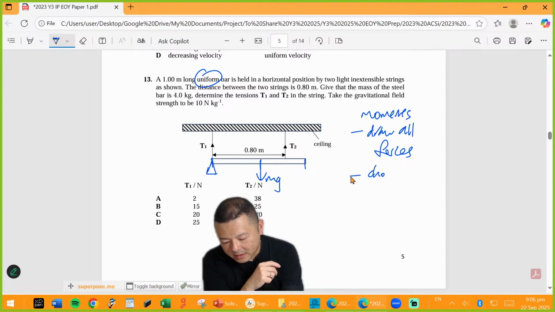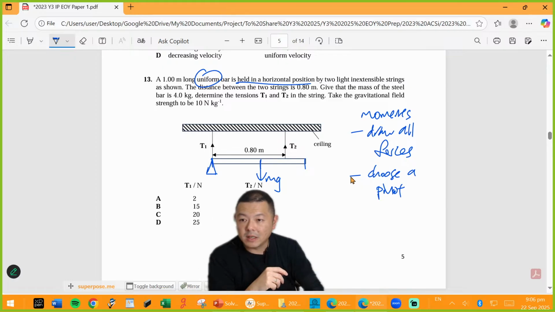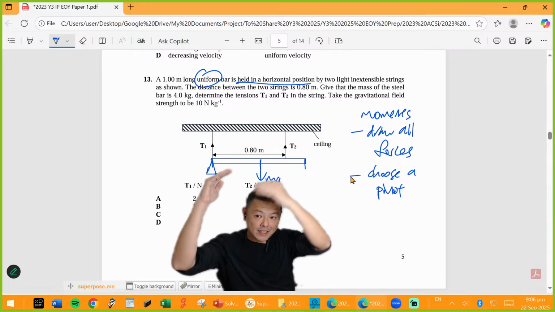How do you know they're balanced? It's held in a horizontal position. It's not rotating. The fact that it's not rotating means that it's balanced.